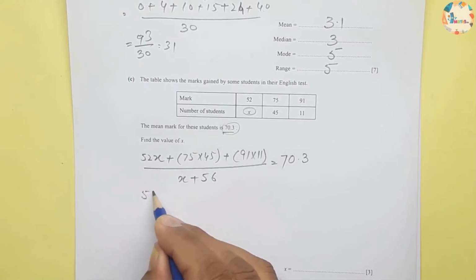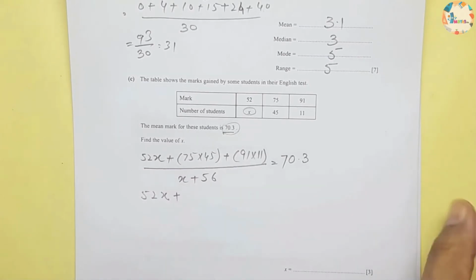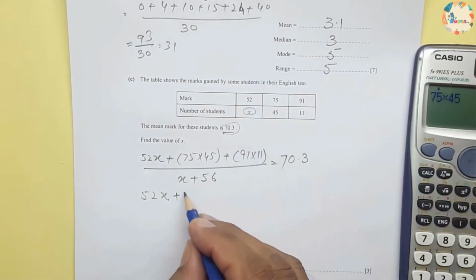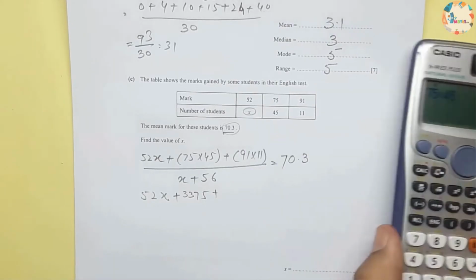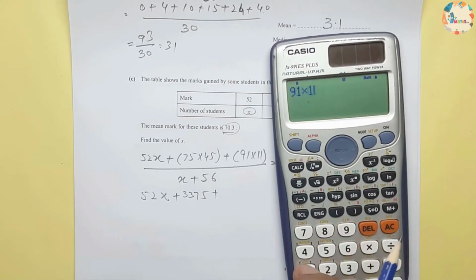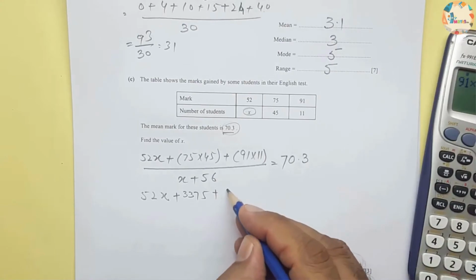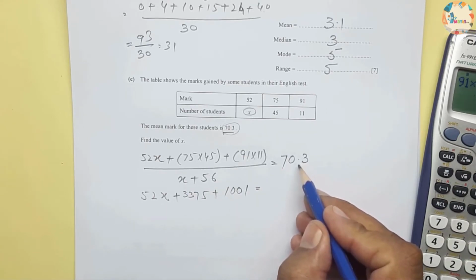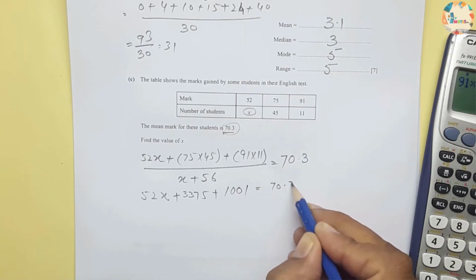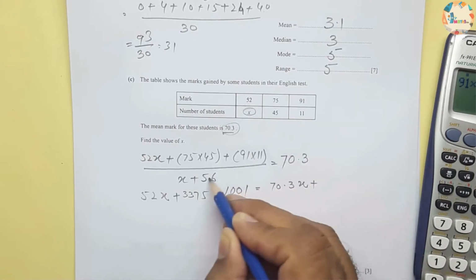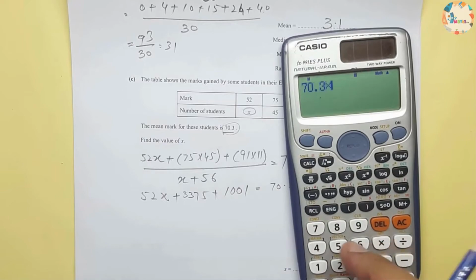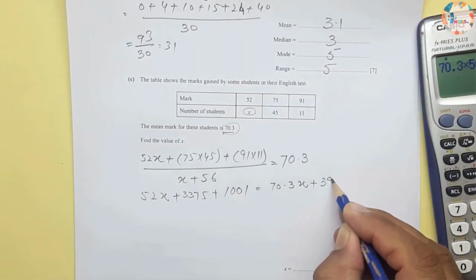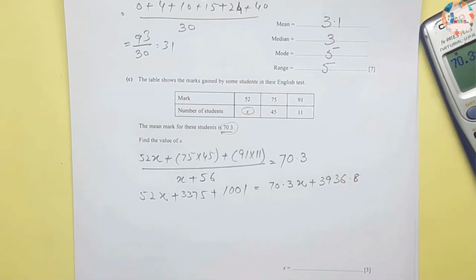So we'll write 52x as it is, plus 75 multiplied by 45, which is equal to 3375. So 3375 plus 91 into 11. 91 multiplied by 11 will be equal to 1001. So we write 1001, and this will be equal to this multiplied by this. We can write 70.3 into x, plus 70.3 into 56. So 70.3 into 56 will be equal to 3936.8. So we write 3936.8, and we will be moving the page a little above.